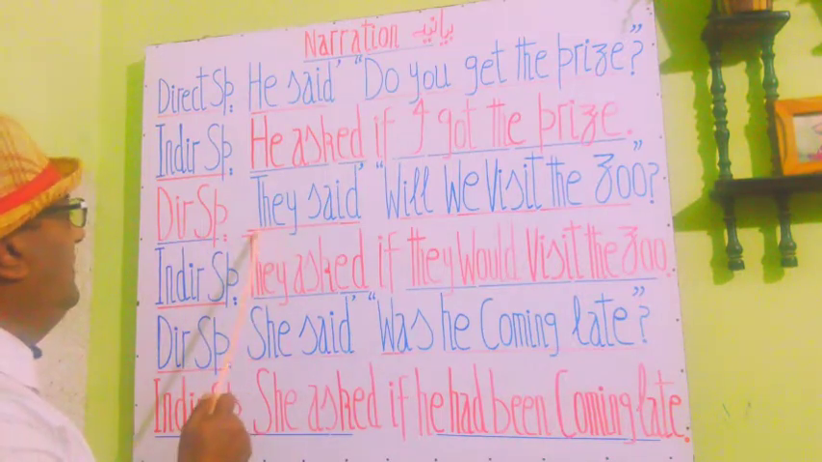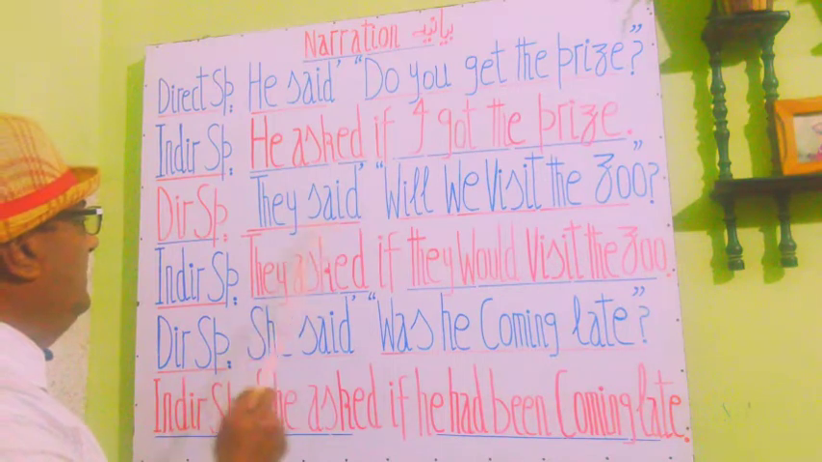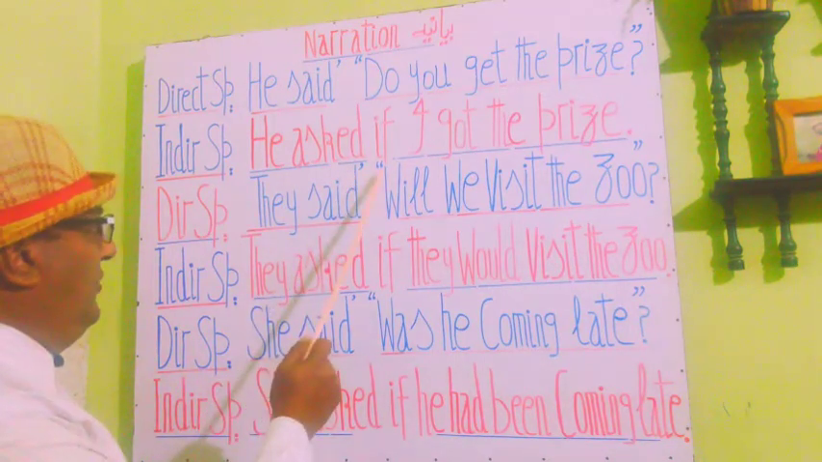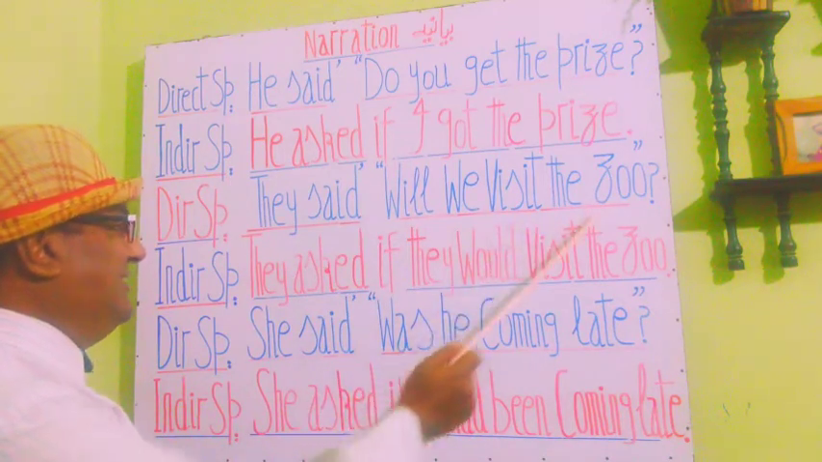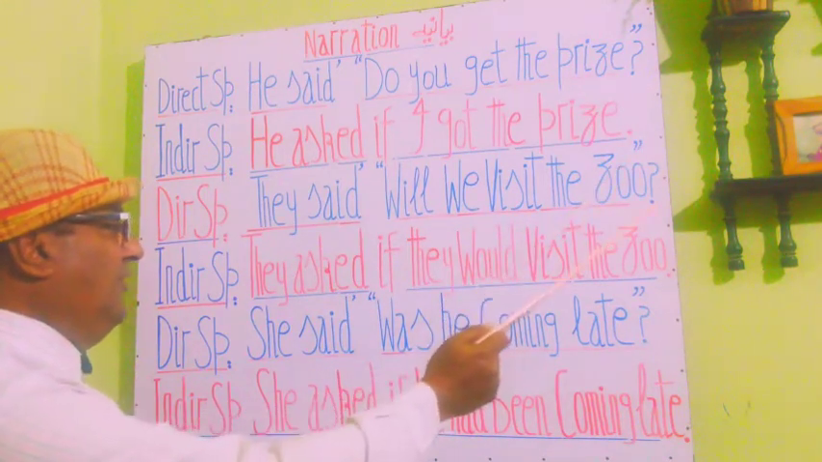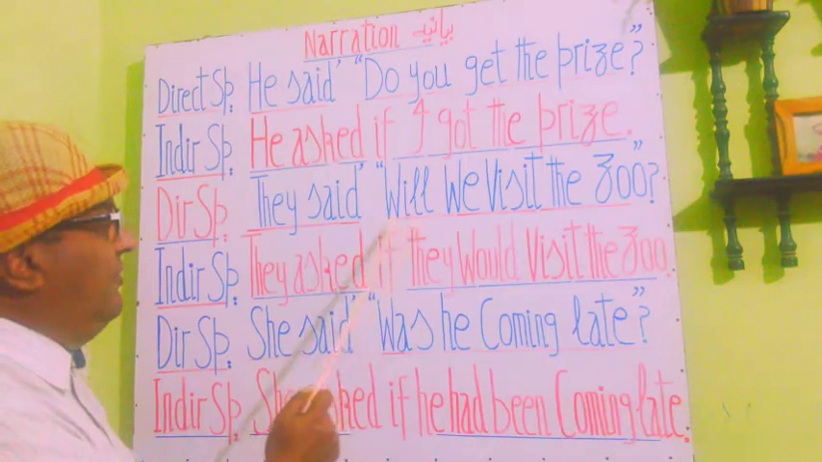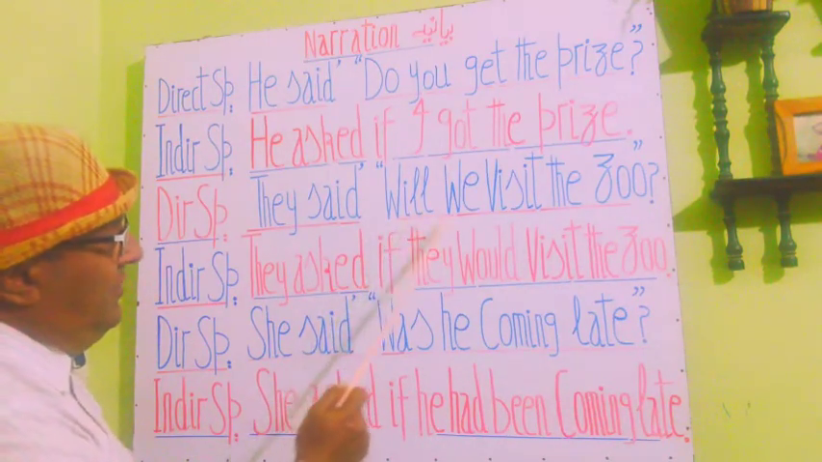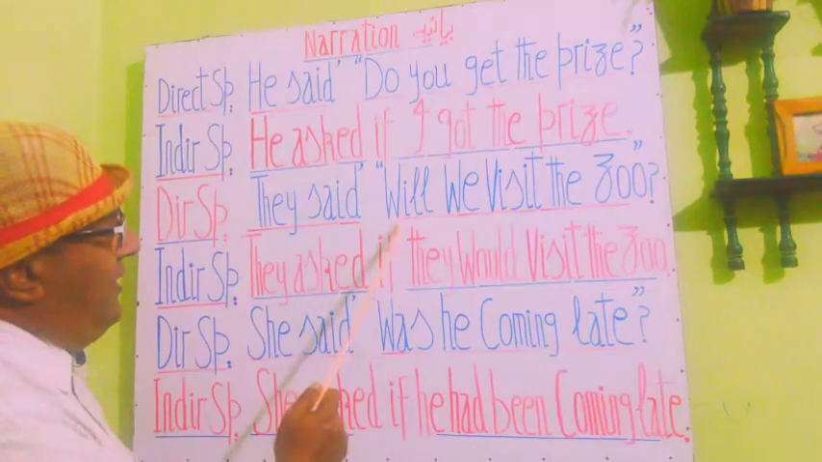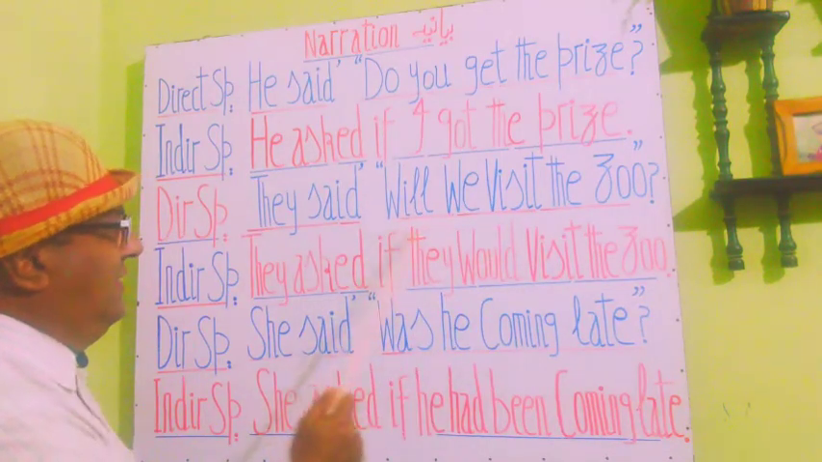You see, they said, उन्होंने कहा, comma, inverted comma start, will we visit the zoo? Commas close, interrogative sign. So it's an interrogative phrase in future tense. Will we visit the zoo?